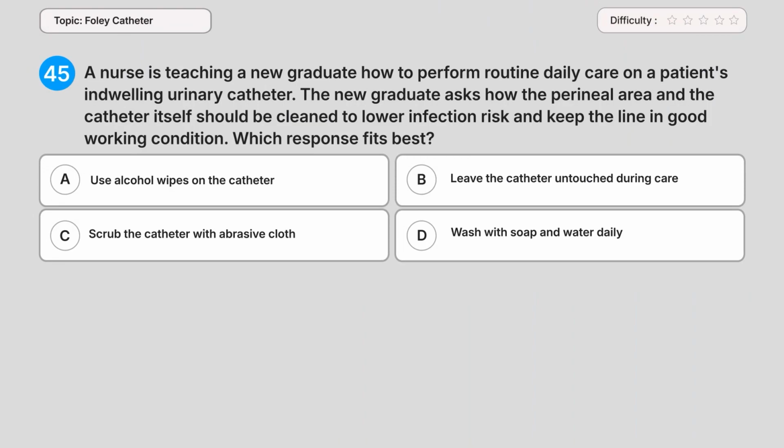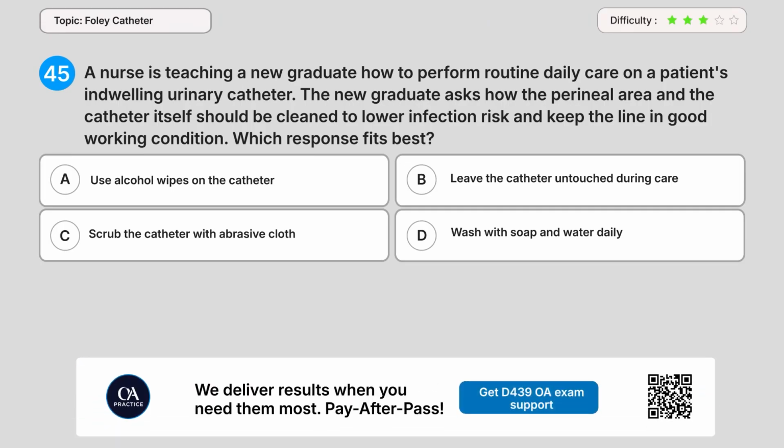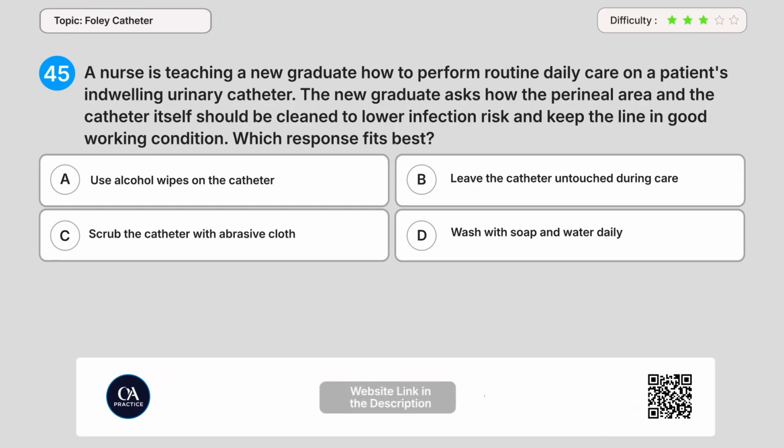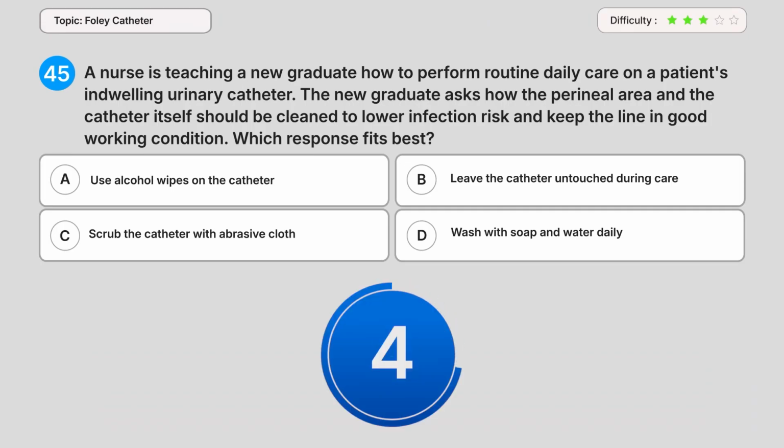Question 45. A nurse is teaching a new graduate how to perform routine daily care on a patient's indwelling urinary catheter. The new graduate asks how the perineal area and the catheter itself should be cleaned to lower infection risk and keep the line in good working condition. Which response fits best? A. Use alcohol wipes on the catheter. B. Leave the catheter untouched during care. C. Scrub the catheter with abrasive cloth. D. Wash with soap and water daily. Can you guess the answer?